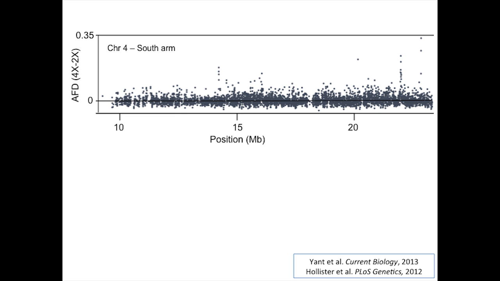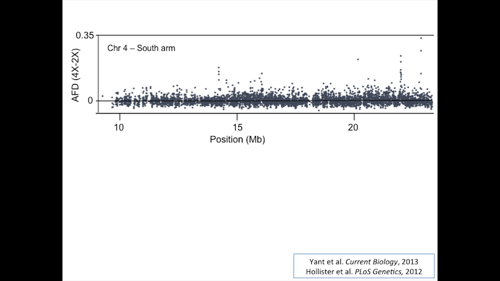This is what it looks like when you actually look at one of the chromosomes. So this is the south arm of chromosome 4. Arenosa has 8 chromosomes in the haploid set. And then this is looking at the allele frequency difference between diploids and tetraploids, so 2x versus 4x. And each dot represents an average value for a particular window of 100 SNPs.